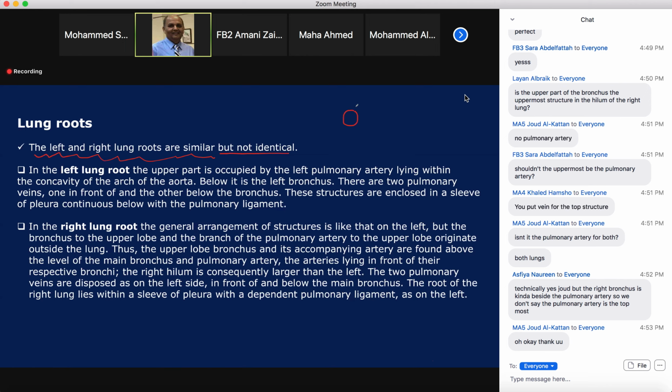Lagging. Clear? Okay. No lag. Thank you.